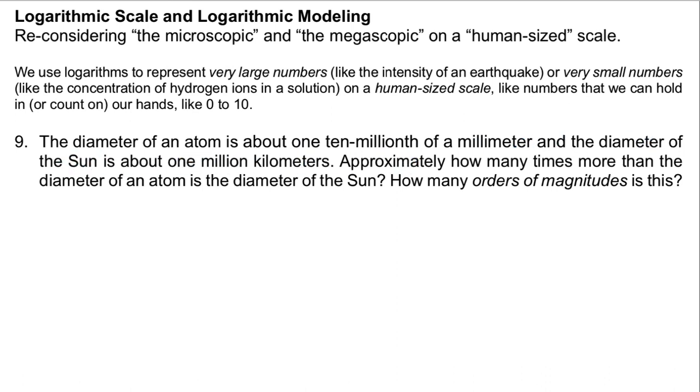Then we're asked a question: approximately how many times more than the diameter of the atom is the diameter of the sun? When solving this, we need to come up with an equation and some variables. We're looking for how many times. How many times is some scale factor or multiplier, and I might call that n, for number of times. And then we are talking about the diameter of the atom and the diameter of the sun.